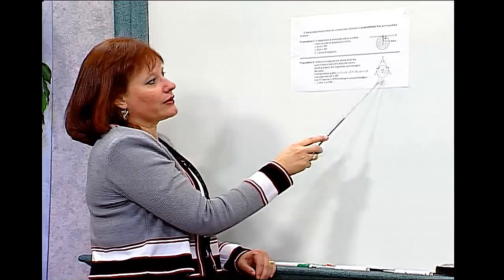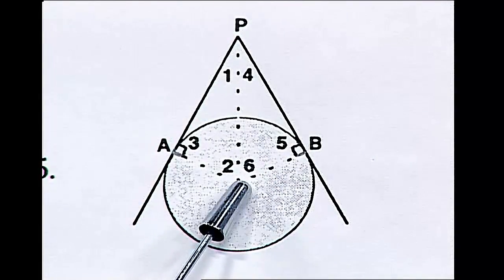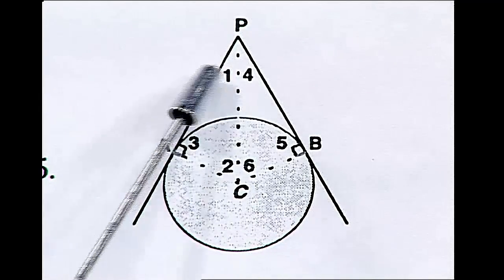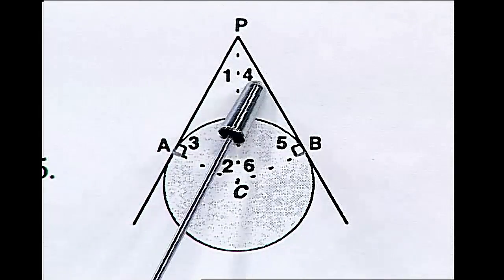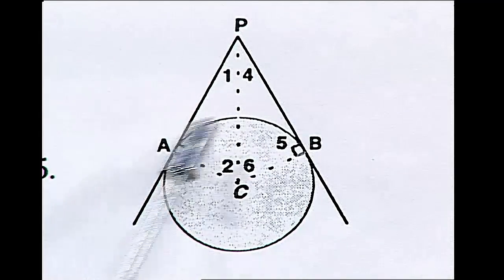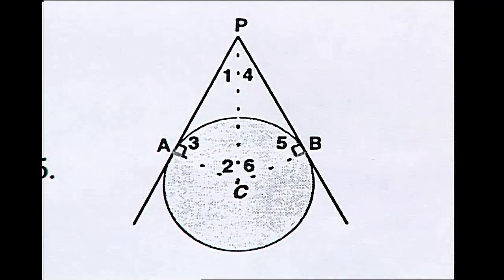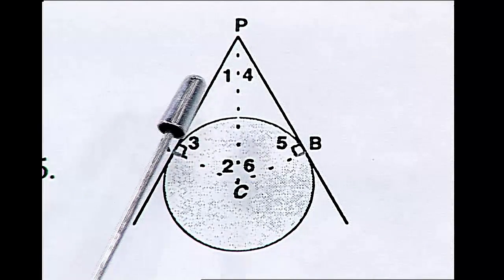What we also find out is that when you draw a line segment connecting the point P with the center of the circle C, it will do the following things. It divides, or bisects, this angle at P into two equal parts. So angle 1 and angle 4 are equal. We also know angle 3 and angle 5 are equal, and we can deduce that angle 2 and angle 6 are equal as well. Additionally, we have the tangent segments being equal.